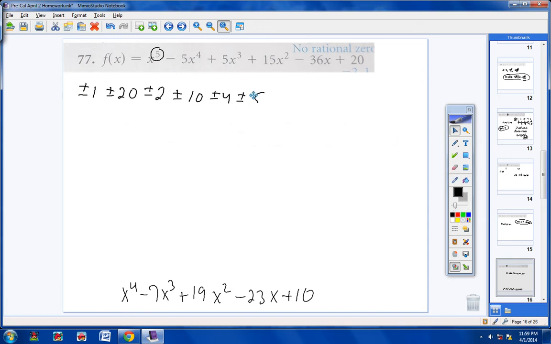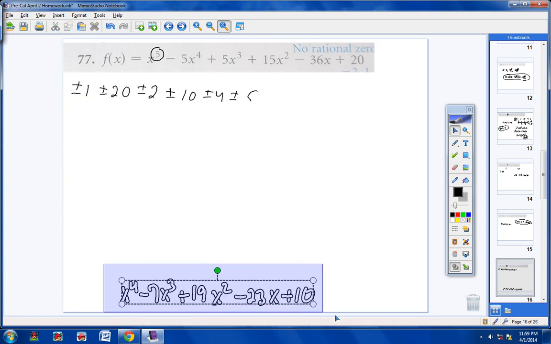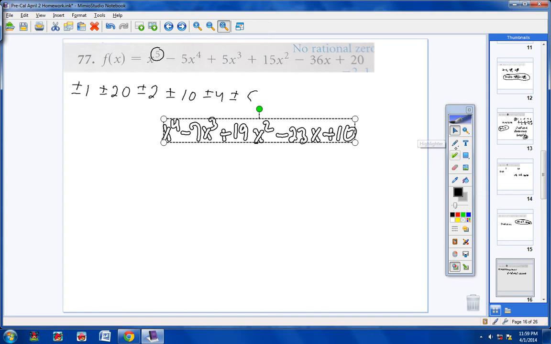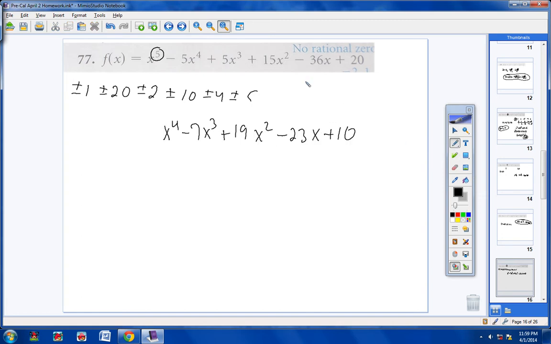So I found one of my zeros. It was a negative 2. I just showed you that when you take negative 2 and test it using synthetic division, you do find that negative 2 is one of your zeros. Now what do we have here? Positive negative 1, 2, 10, 4 times 5, that's a positive 5.